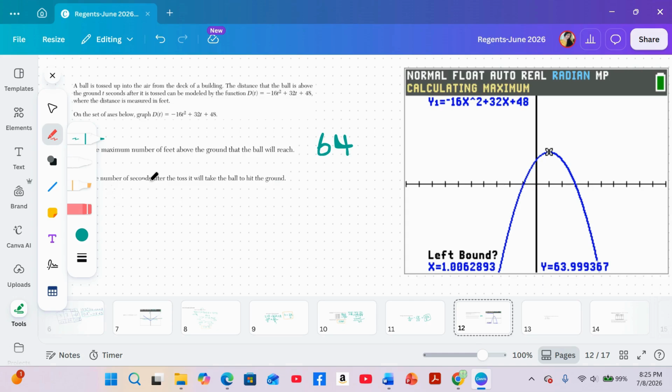And what's the number of seconds after the toss it will take the ball to hit the ground? So this is the number of seconds. 1, 2, 3, 3 seconds. That's your answer.